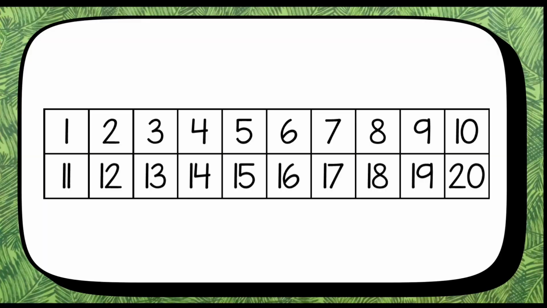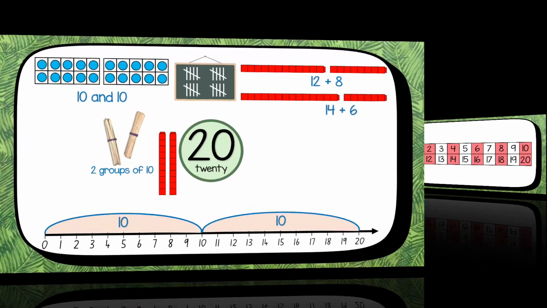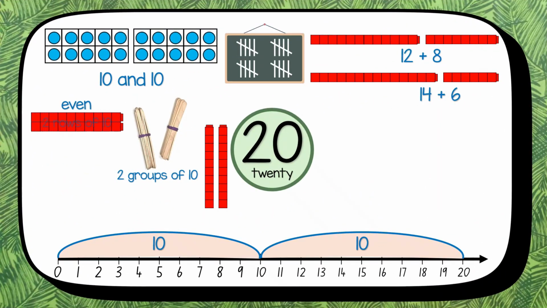Let's skip count by twos again on this number chart. Starting at 2. Ready? 2, 4, 6, 8, 10, 12, 14, 16, 18, 20. So we can make two equal groups with 20. Now let's try making more equal groups with 20.